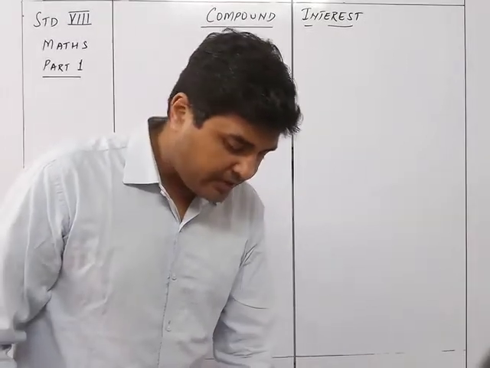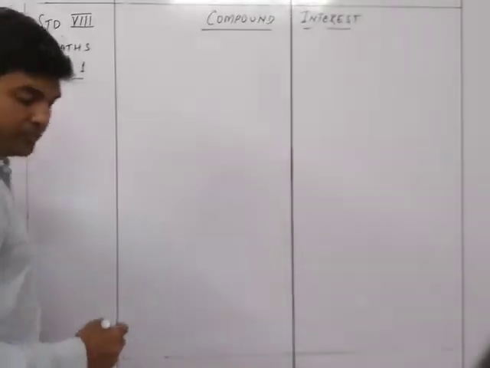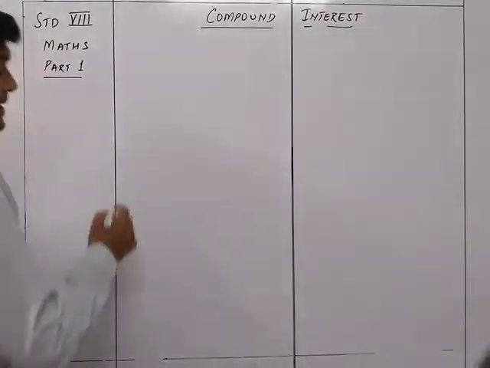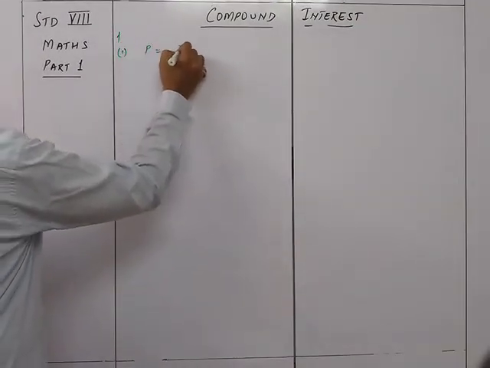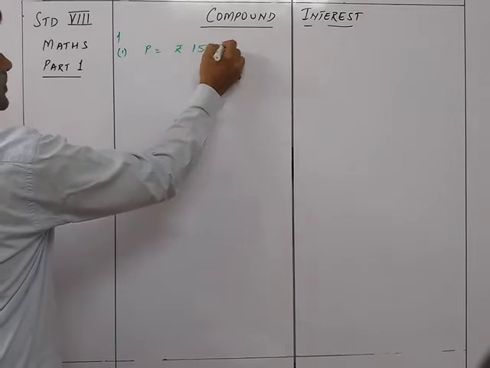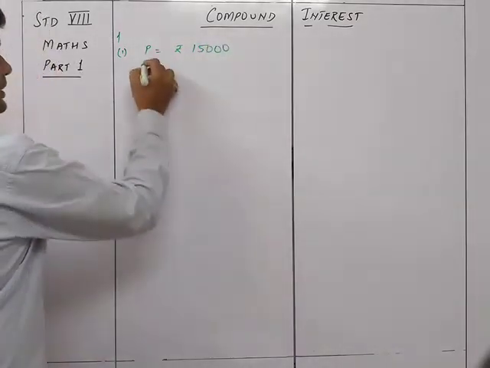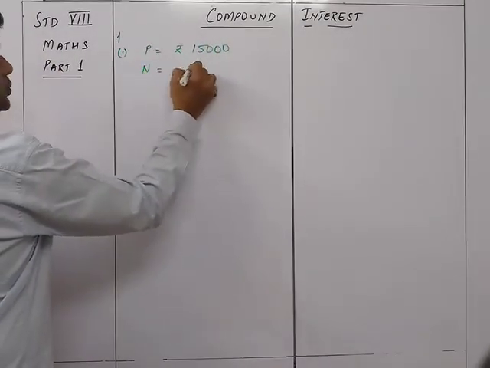Calculate the amount and the compound interest on rupees 15,000 for 2 years at 10% per annum. So it is first ka first. The principal is equal to rupees 15,000. The number of years n is equal to 2 years.